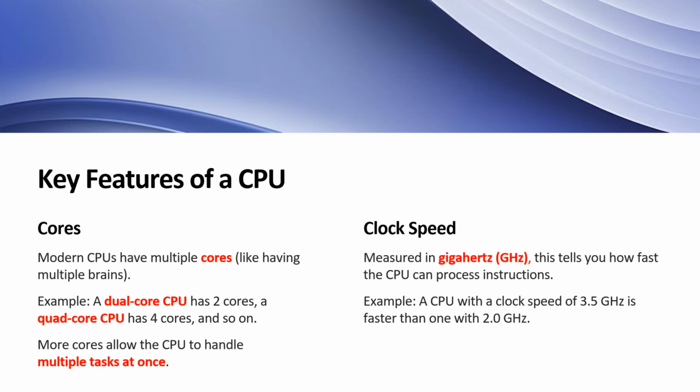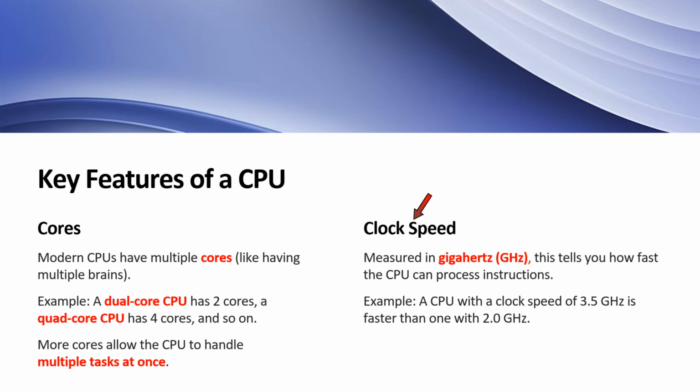What are the key features of a CPU? First point is cores. Modern CPUs have multiple cores, like having multiple brains. For example, a dual core CPU has 2 cores, a quad core CPU has 4 cores, and so on. More cores allow the CPU to handle multiple tasks at once.